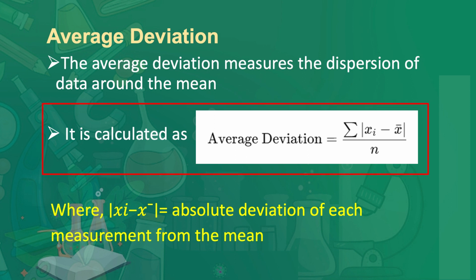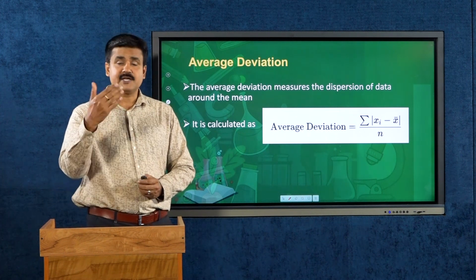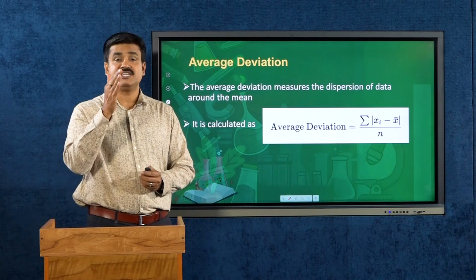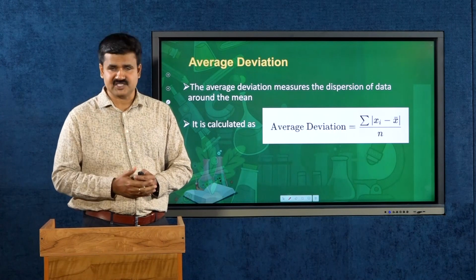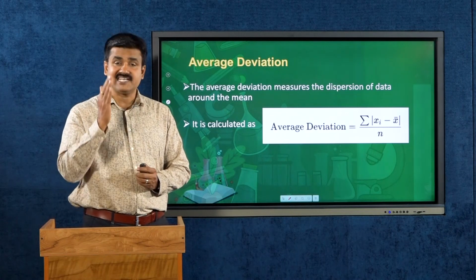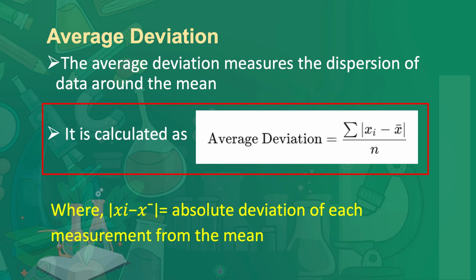It is very clear that the numerator represents the sum of absolute deviations. What do you mean by the term absolute deviation? You have studied it. Absolute deviation simply represents the modulus of the difference between an individual measurement and the mean of the measurements. So, xi represents an individual measurement and x bar represents the mean of the data. The modulus of xi minus x bar is called the absolute deviation.